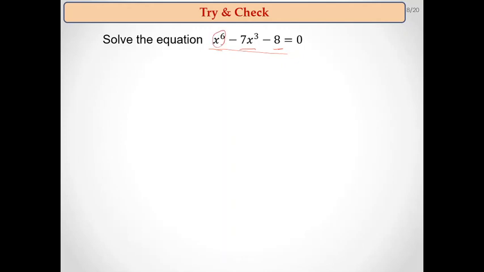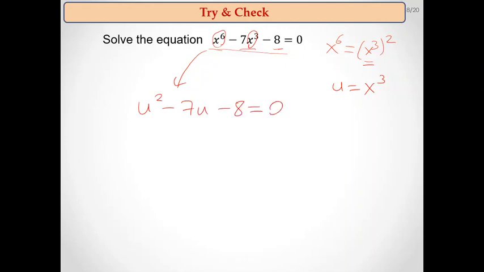We have x to the 6th and x cubed. As you see, x to the 6th is x cubed, squared. And now it's better to use this change of variable, u equal to x cubed, and then we can convert this one to u squared minus 7u minus 8 equal to 0. And then, can we use factoring now? Yes, we can use factoring.